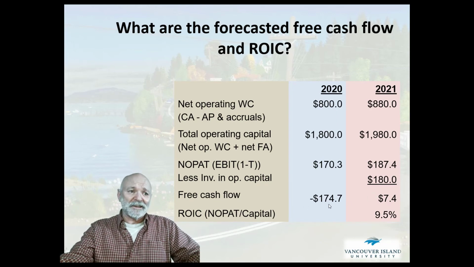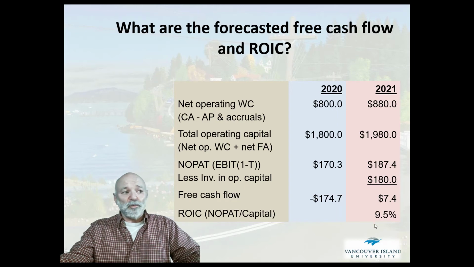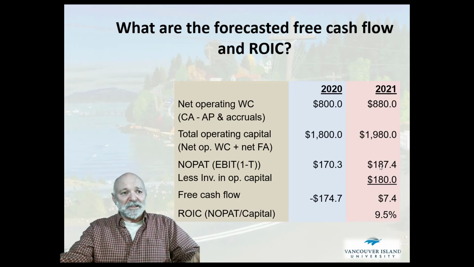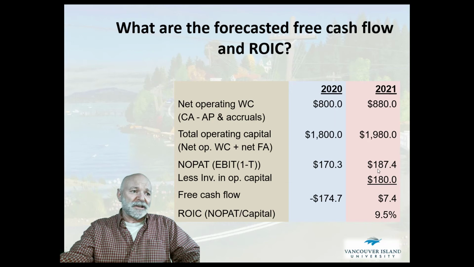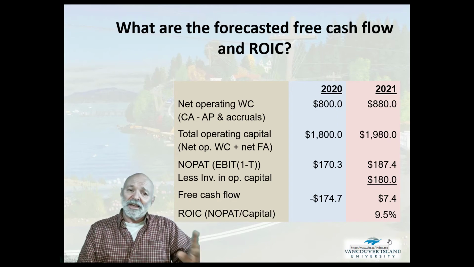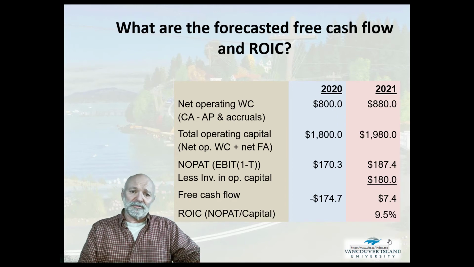Last year that was a negative number. So this is a significant improvement. And we get the return on invested capital number we're going to be looking at a little bit more later. That's the net operating profit after tax divided by the total operating capital, and that comes out to 9.5%. That may be a good number, but it's clearly not as good as the rest of the industry. That's a number we'd really like to improve. That determines our ability to create shareholder value.